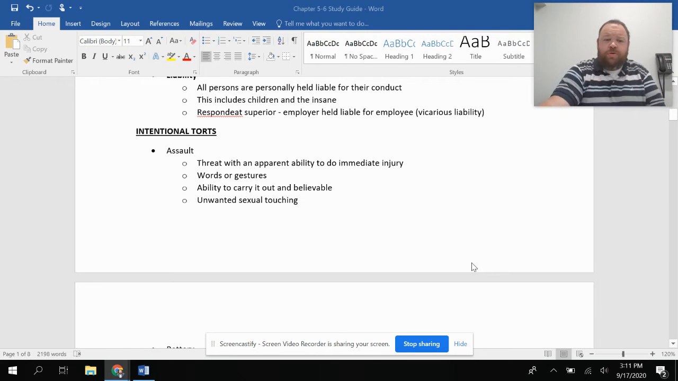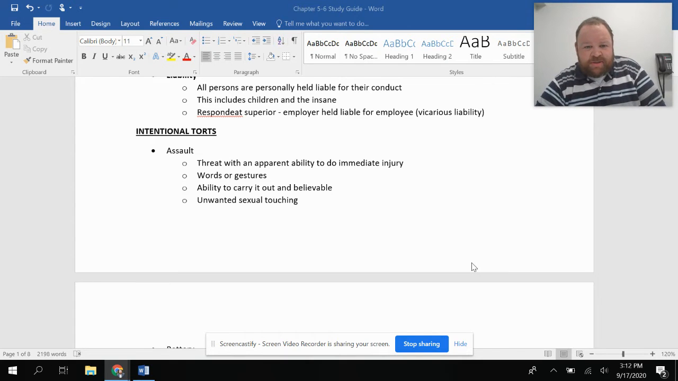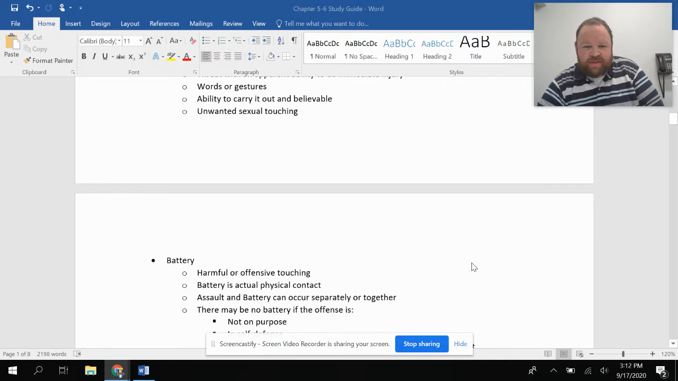And then we're going to go through the whole list of intentional torts. So remember the difference between all of these. You guys did a great job acting them out in class, so you should remember kind of those skits. But let's kind of just briefly go over them so you remember what they are. So an assault is with words or gestures that are meant to cause immediate injury. So that would include sexual touching, sexual harassment, has to be believable, and the ability to carry it out.